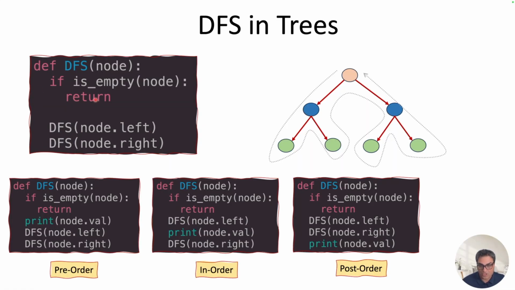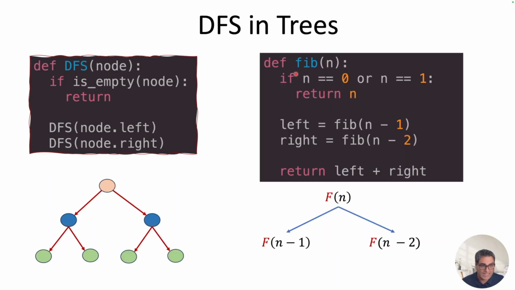Now that we got a refresher on DFS, let's also look at a recursive function like Fibonacci and compare them side by side. So in the Fibonacci function, the first thing that we check is our base case. If n is equal to 0 or n equal to 1, we return n. Otherwise, we will have 2 recursion calls. I call the first one left and the second one right, and then we return the result of left plus right. Look at this Fibonacci function and this DFS and tell me if you see any similarities.